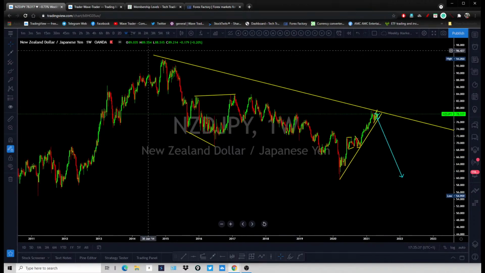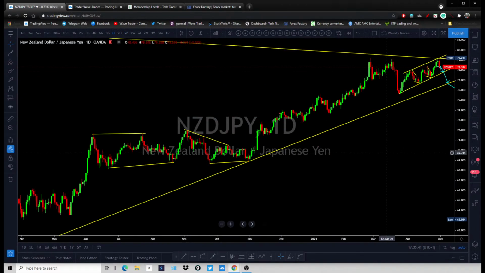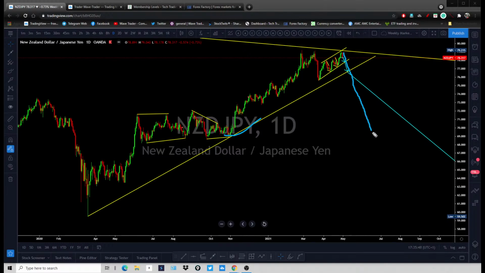We are looking for this to start the bigger wave to the downside. As said, we are looking for the wave to reach these lows. This is the wave you are looking for, guys.